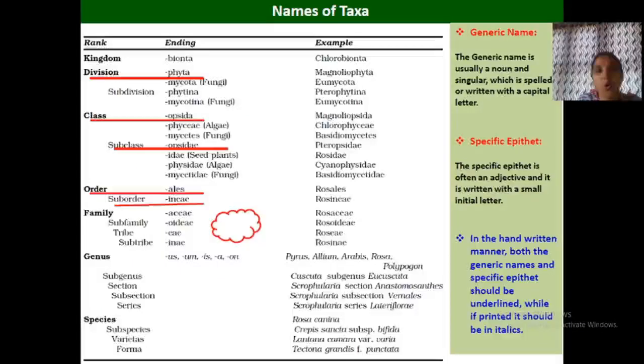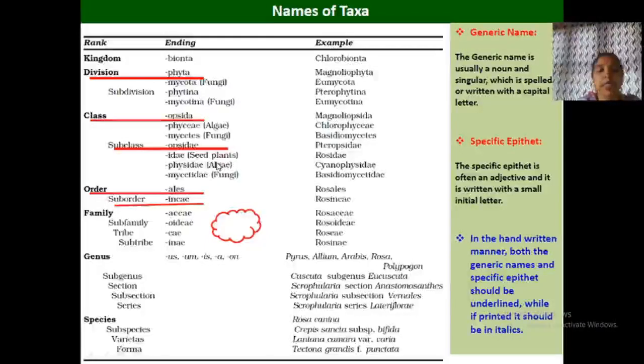Clear? Okay. Now see how it is arranged. Every taxon coming under a rank will end in a particular ending. That's very important. Kingdom: Bionta. Division: Phyta. In the case of fungi it is Mycota. Subdivision ends in Phytina. Class ends in Opsida, in algae Phyceae, in fungi Mycetes. Here Magnoliopsida. Subclass ends in Idae, for example Pteridae.